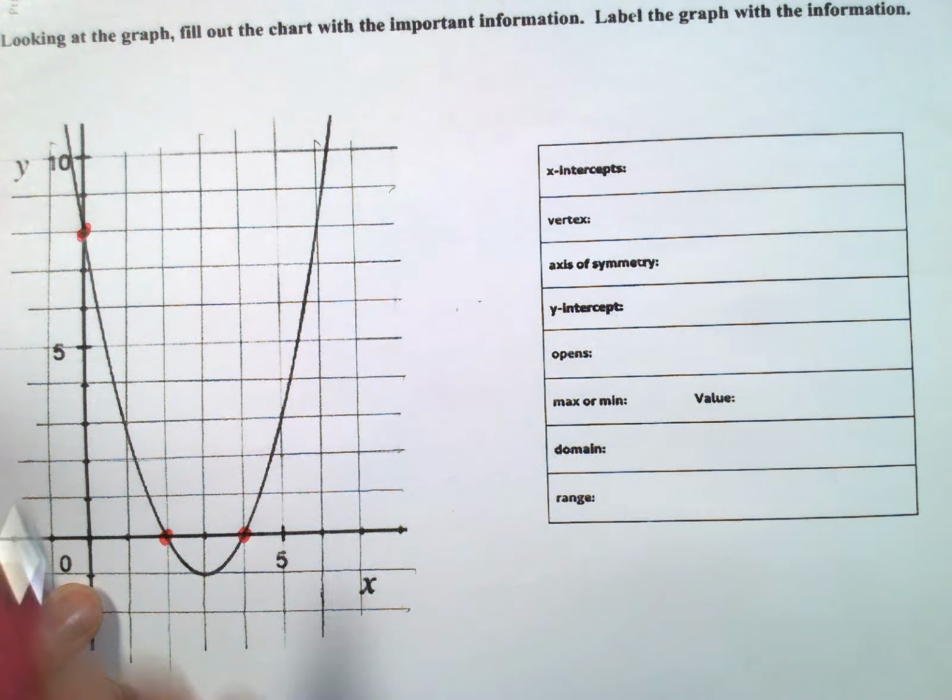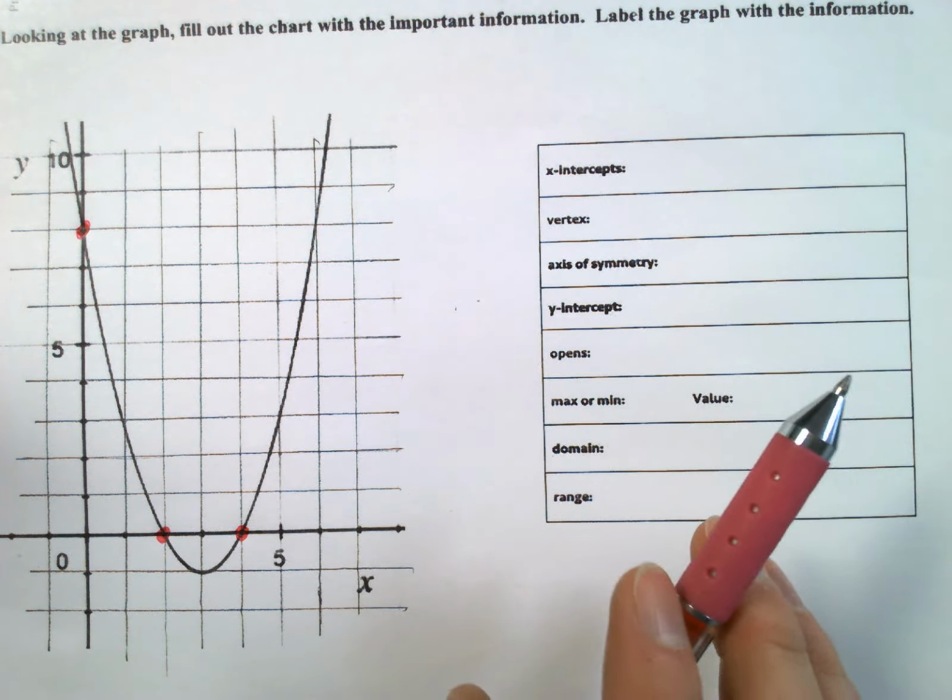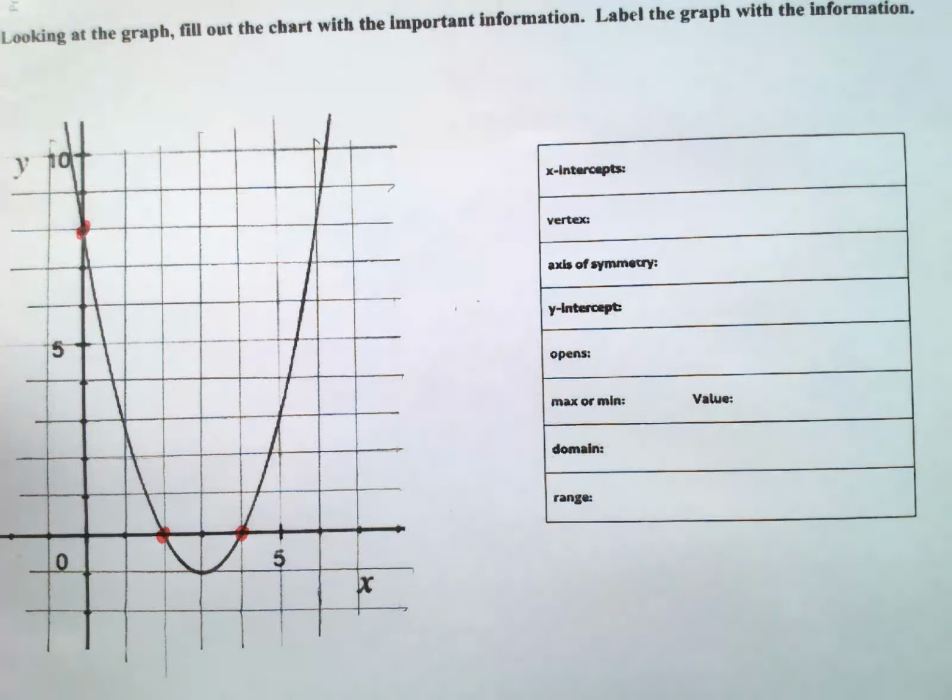All right, so first step. Okay, we're going to practice with these quadratics. The first step we want to do whenever you're looking at a graph of a quadratic and trying to pick the information out is identify your intercepts, right?